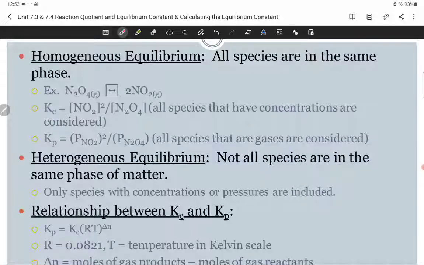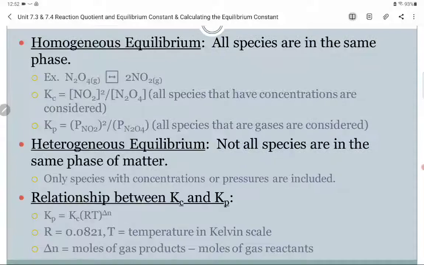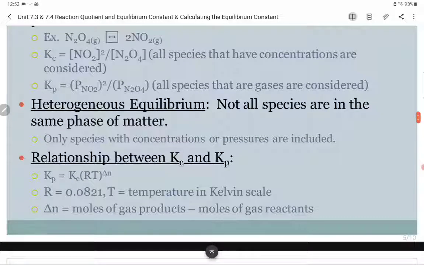I told you in the last section that we'd have some kind of relationship between Kp and Kc. And this is in your equation sheet, so you don't have to memorize it. But Kp equals Kc times R, the gas law constant, times temperature. Temperature has to be in Kelvin. And then this delta n idea, and we haven't run across that yet. It is moles of gas product minus moles of gas reactant.